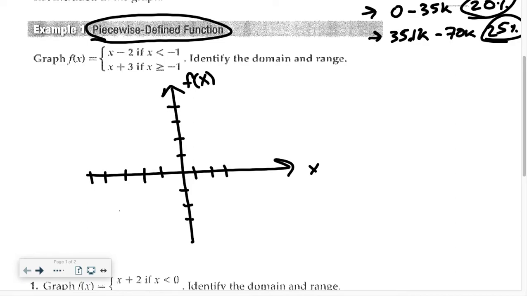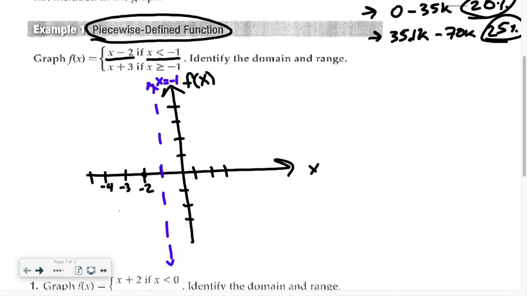If you're looking at the function, this reads f of x equals x minus 2 if x is less than -1. Where is x equals -1? X equals -1 is this vertical line here, and for this function, it's going to actually be our boundary. So x is less than -1. That function is defined for values like -2, -3, and -4 to the left of that boundary line.